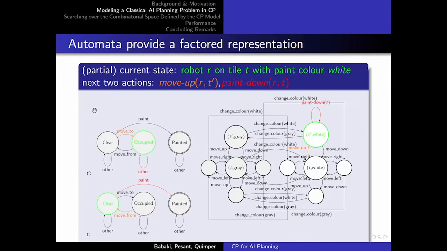And then if you want to apply paint down, so the robot R painting the tile below, tile T, that's an other action for T prime. Tile T moves to painted, and these are the current states.